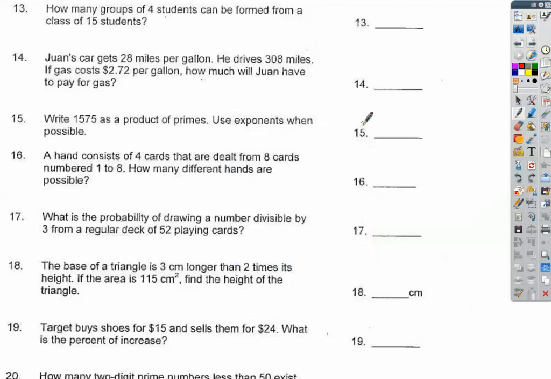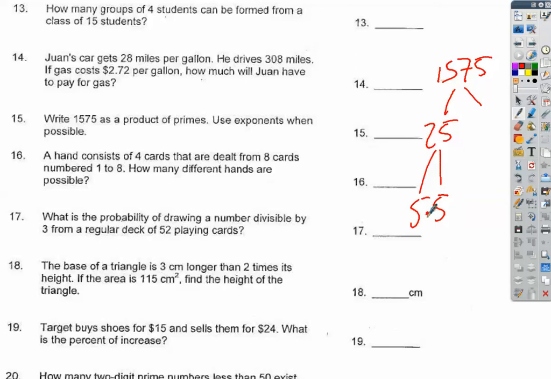Write 1,575 as a product of primes. Use exponents when possible. No kidding. So essentially this is prime factorization. So we have, well, I know 25 goes into this, right? And I know 25 is 5 times 5.